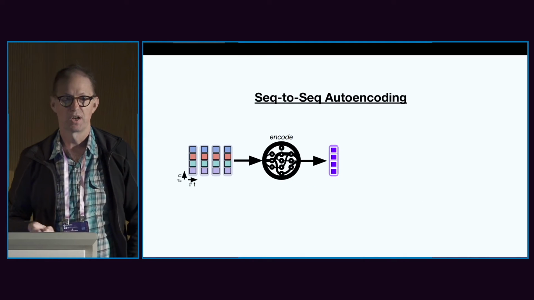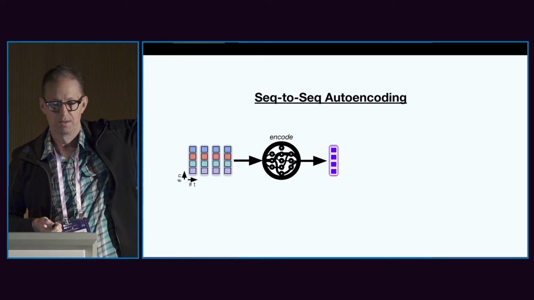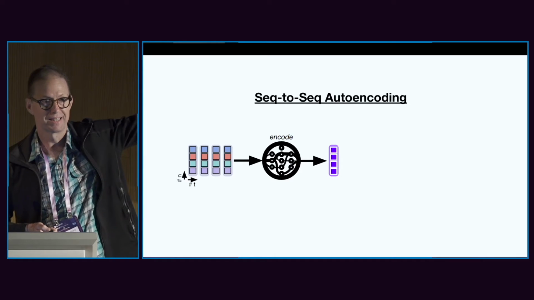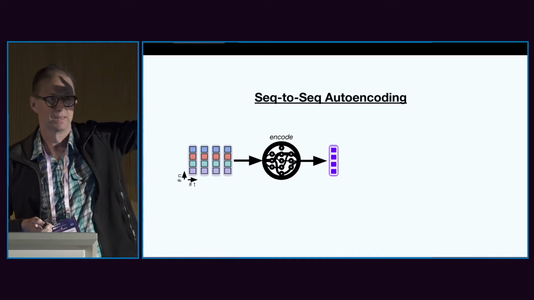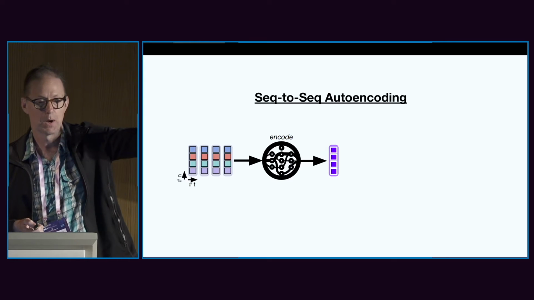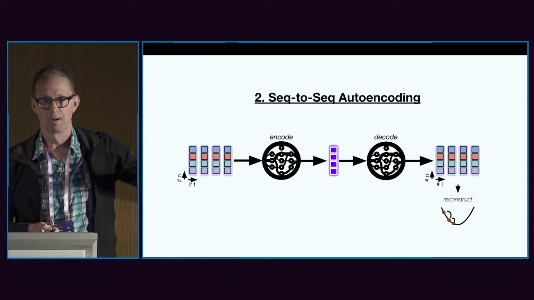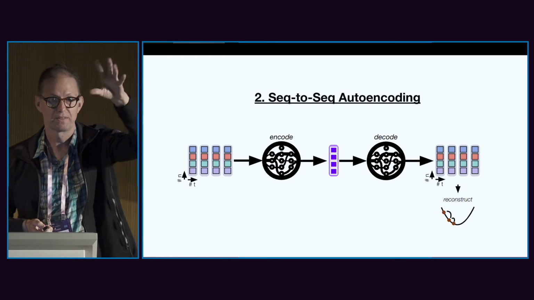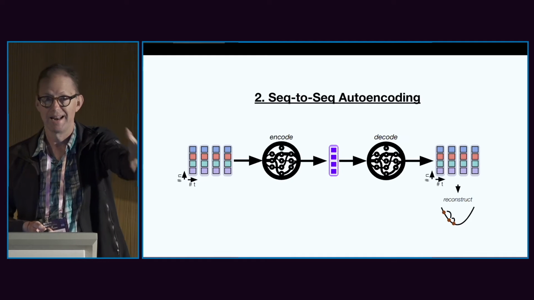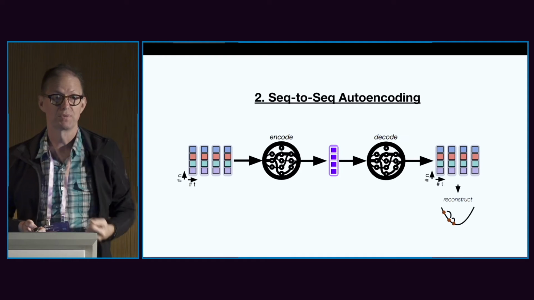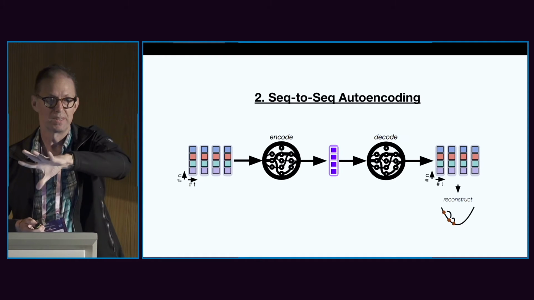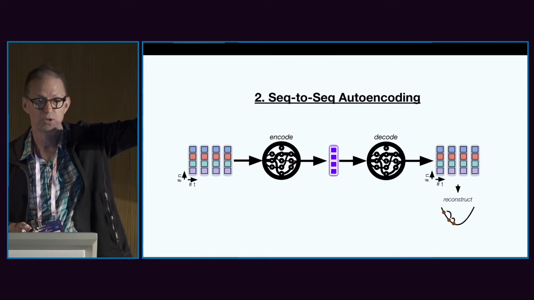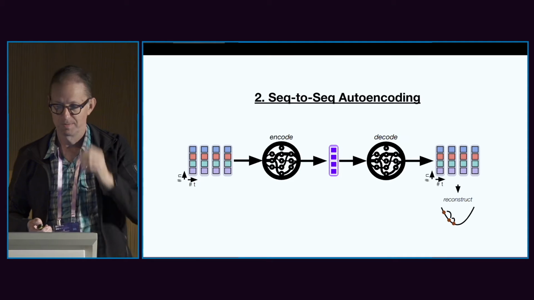The sequence-to-sequence autoencoding is very similar. We train a recurrent neural network to take in that entire 1024 by however many time points we have, run it through this bottleneck, a low-dimensional representation, and then try to reconstruct the entire time series, compute the error on that, backpropagate that error, and use it to train the network.